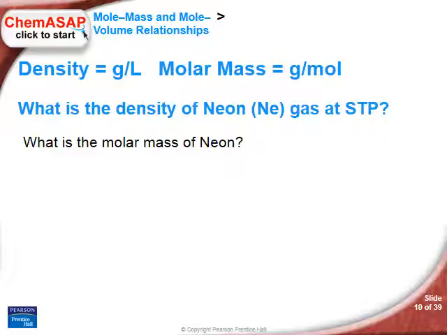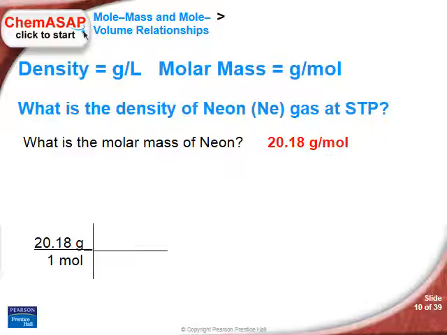Because remember, we've got to start with something. The molar mass of neon, if we look at the periodic table, is 20.18 grams per mole. That's what we can start with. 20.18 grams per 1 mole. We're going to put grams on top, moles on the bottom. But we don't want to be in molar mass, we want to be in density. Density is grams per liter.